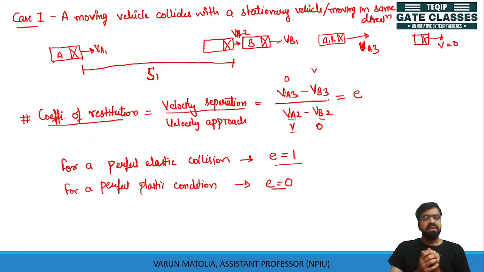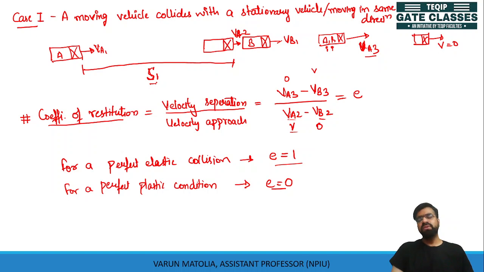We are talking about the same direction movement of the vehicles. So here the numerator value is 0 because after the collision, both the vehicles start moving in the same direction as a combined mass with the same velocity. I wrote here A and B because I assumed this collision to be a plastic collision, where both the vehicles are combined and then they are moving with the velocity VA3. So this is assumed to be a plastic collision.